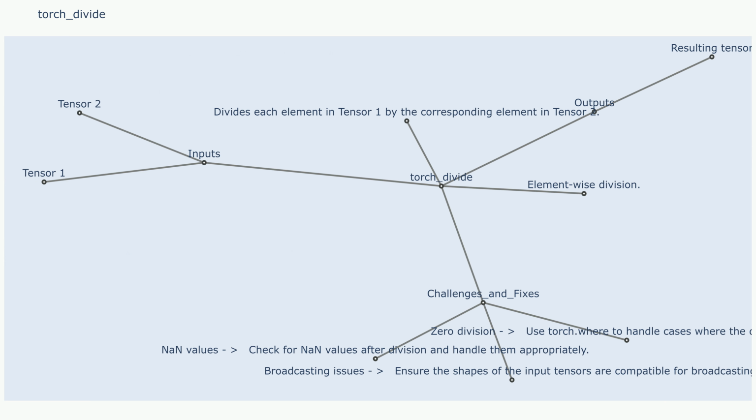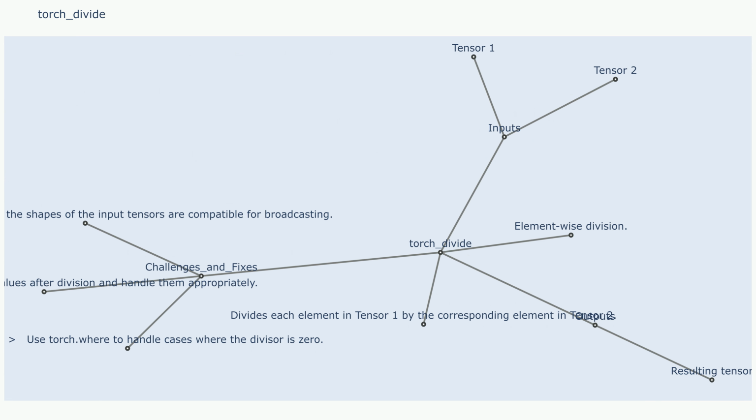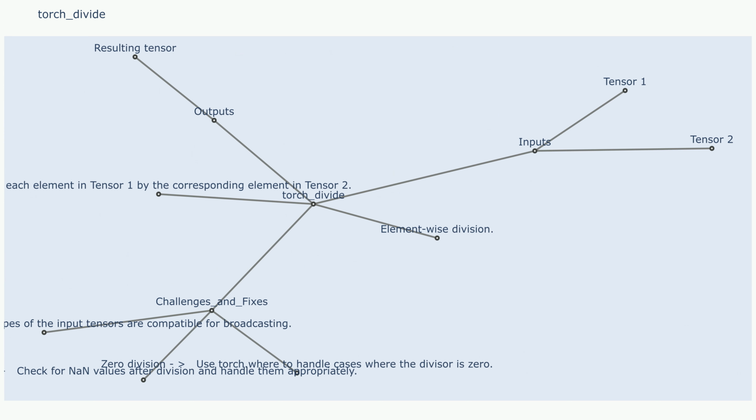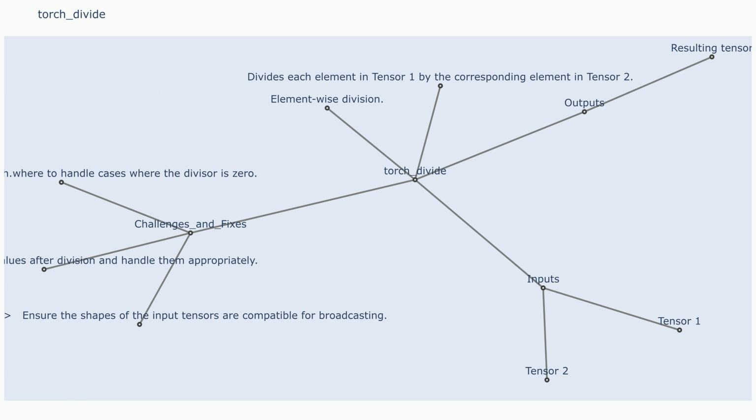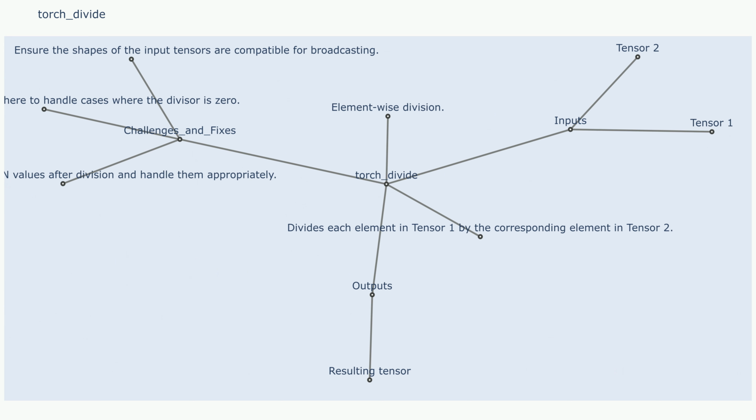Challenge 2, broadcasting. If the input tensors have different shapes, the function might need to broadcast them to match the dimensions for element-wise division. This can lead to unexpected behavior if the shapes are not compatible. Sample use case that resulted in challenge 2: performing division between tensors with inconsistent dimensions. Fixes to challenge 2: use torch.broadcast_tensors(input1, input2) to manually broadcast the tensors before applying the division operation. Carefully check the shapes of the input tensors and ensure compatibility before applying the division operation.